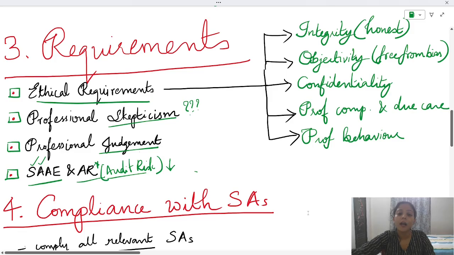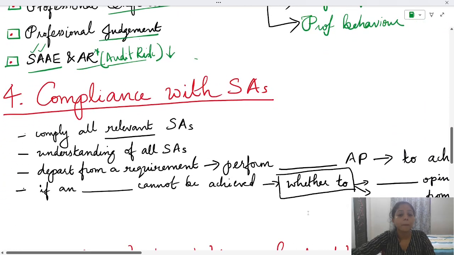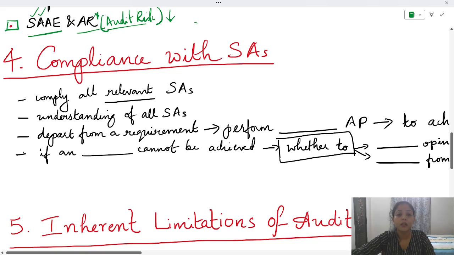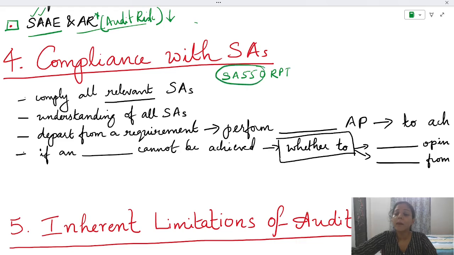Now moving on to compliance with SAs. Complying with SAs means complying with all the auditing standards. For an audit, auditing standards have to be complied with. And what do I mean by complying with all relevant SAs? Say, for example, the company doesn't have any related party transaction. SA 550 applies to related parties. If that particular company is not having any related party transaction, this SA is not applicable to the company, right? So only those that are relevant apply.